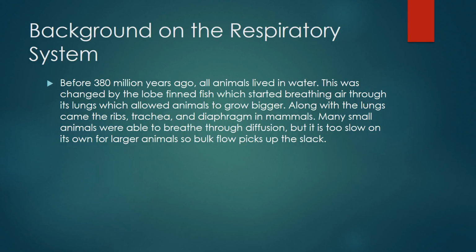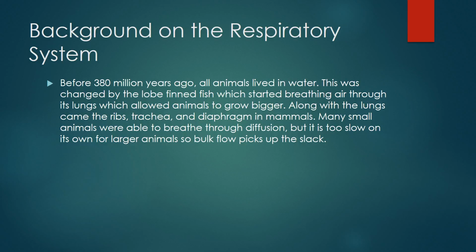Around 380 million years ago, all animals lived in the water. This was changed by the lobe-finned fish, which started breathing air through lungs that it had developed. This allowed for animals to grow to even larger sizes than before. Along with the lungs came the ribs, trachea, and diaphragm in mammals.